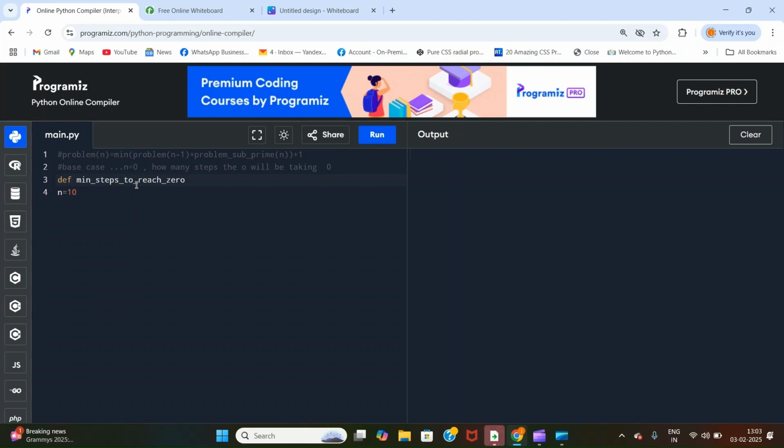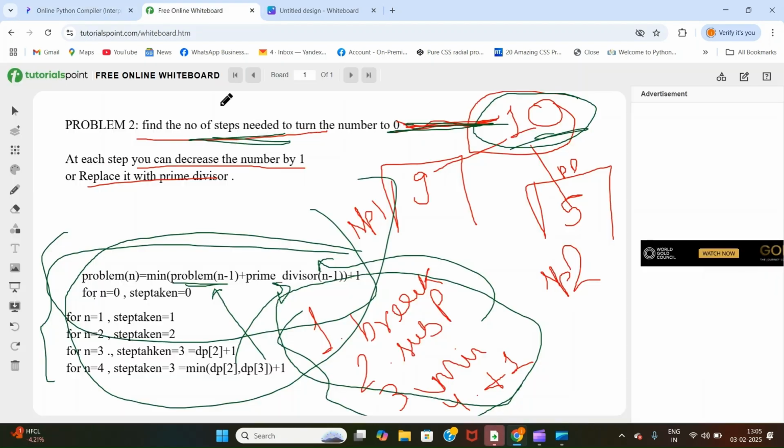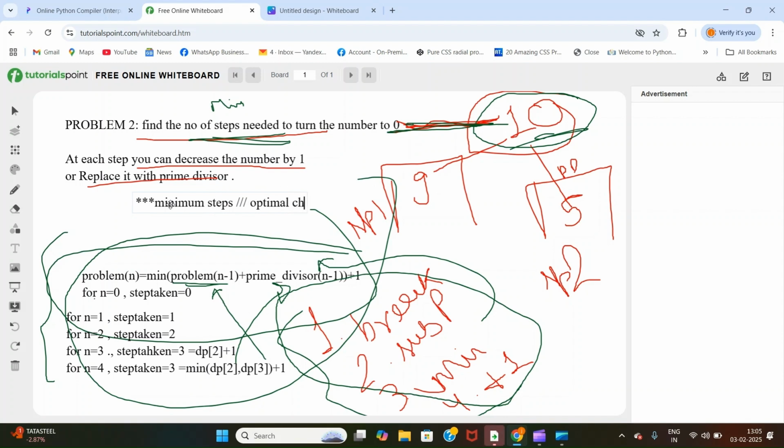Okay, now I'm considering this n here. First of all, we will state our base case. This will be your task in the problem. In this problem we had to find the minimum number of steps. Okay, so one thing that you need to consider is minimum number of steps. Minimum steps means it is an optimal choice. They are asking me an optimal choice result. Okay, optimal choice means I can use a concept of DP. I can use the DP concept for coding it.